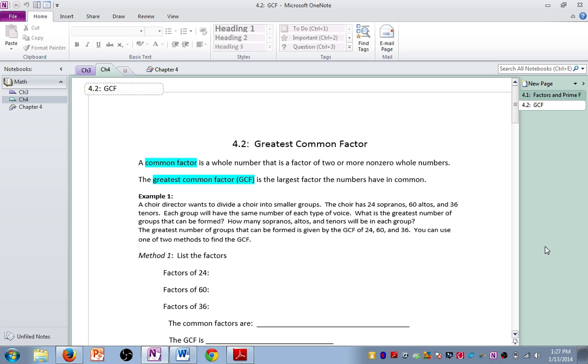In 4.2, we're going to be learning about the greatest common factor. A common factor is a whole number that is a factor of two or more non-zero whole numbers. The greatest common factor is the largest factor that those numbers have in common.